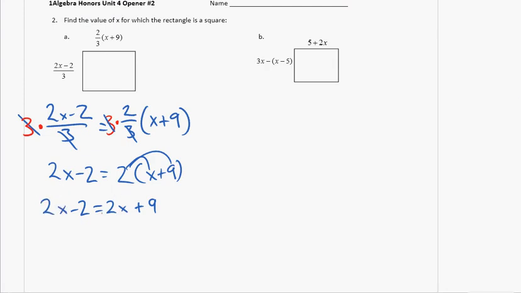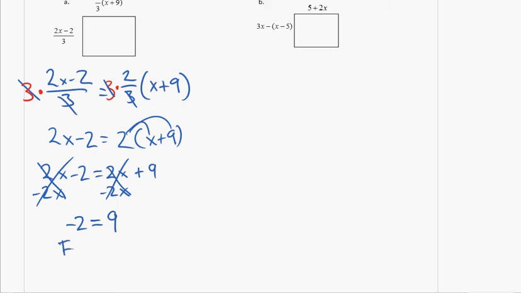So perhaps you say, well, I'd like to get all of the variables on the same side, so I'm going to subtract 2x on this side to cancel that out. On this side, but wait a minute, when you subtract 2x on this side, you just end up with 0 again. These also cancel out, and you end up with this equation that says that negative 2 is equal to 9. Well, I hope I don't have to tell you that that is, of course, a false equation.